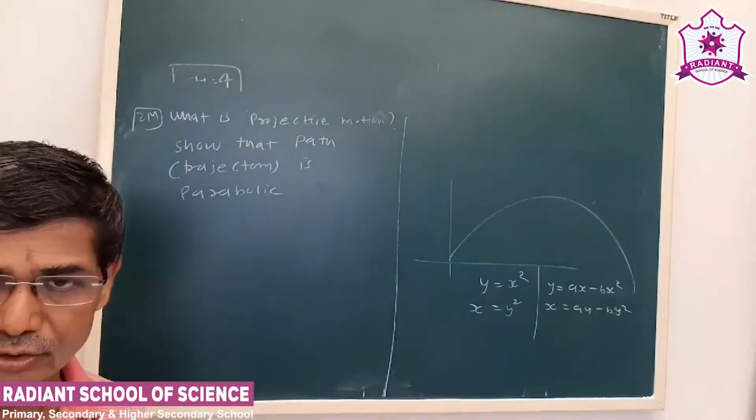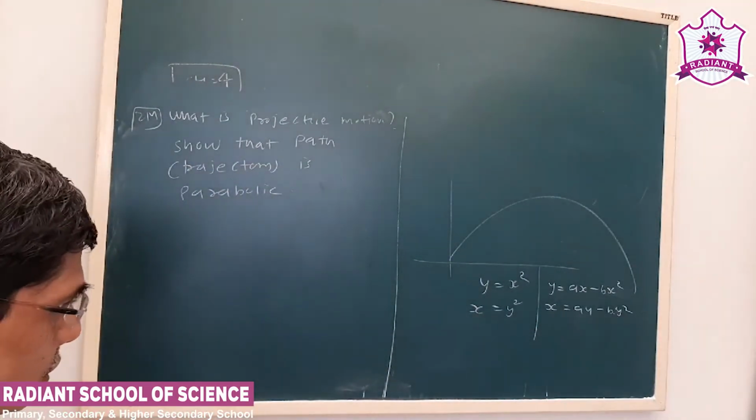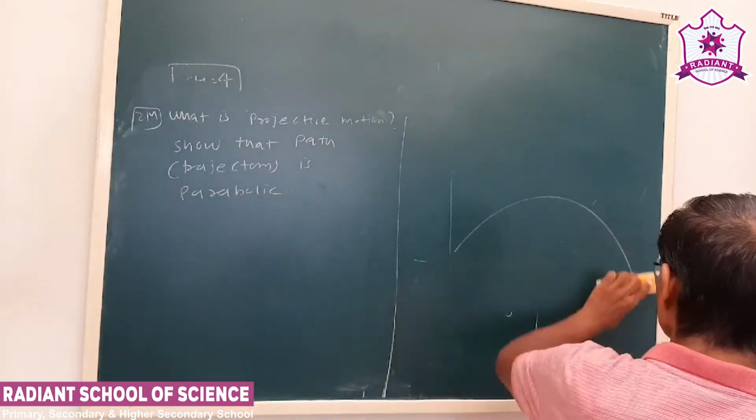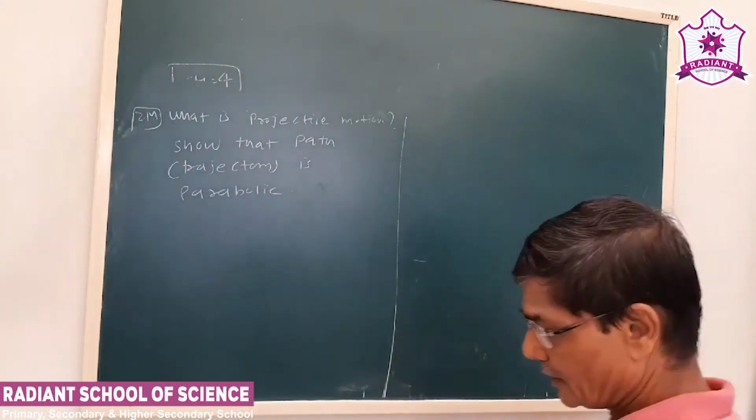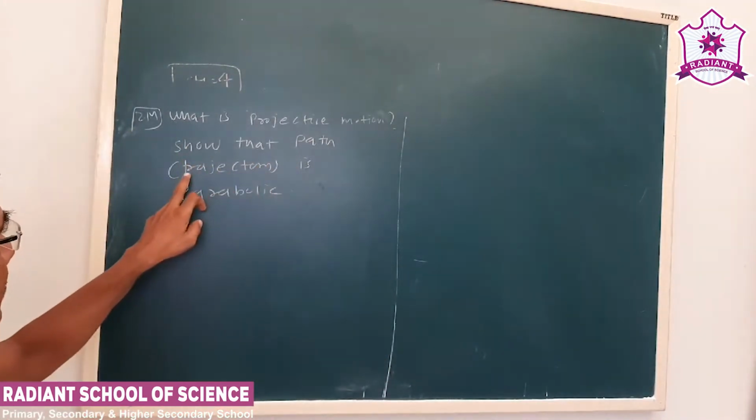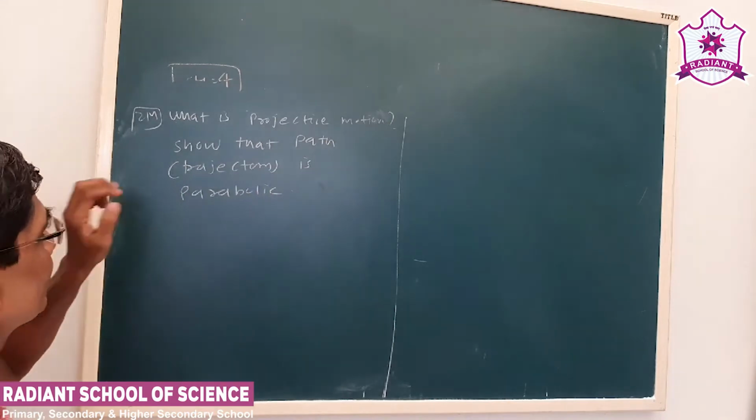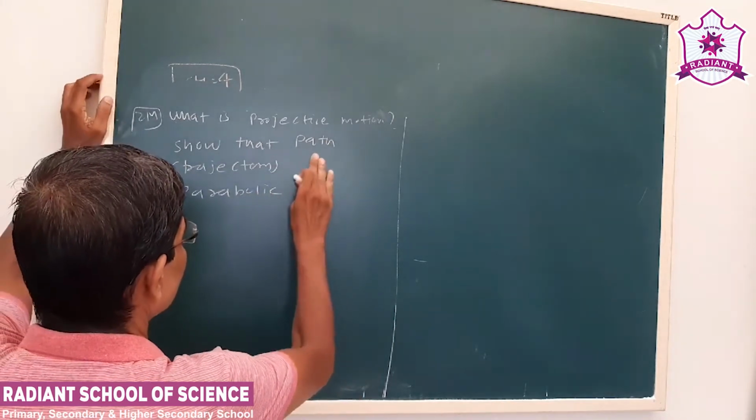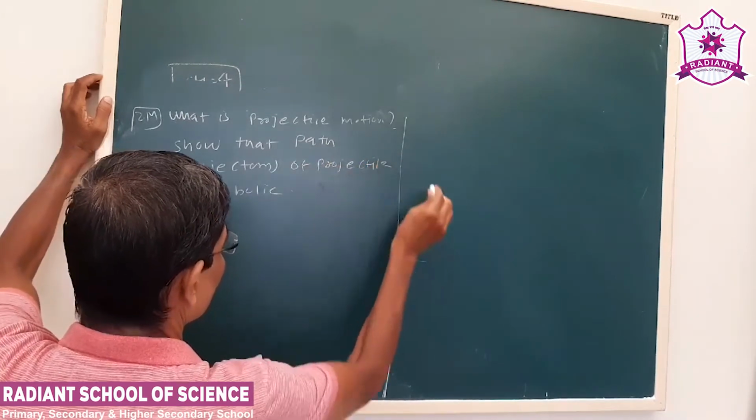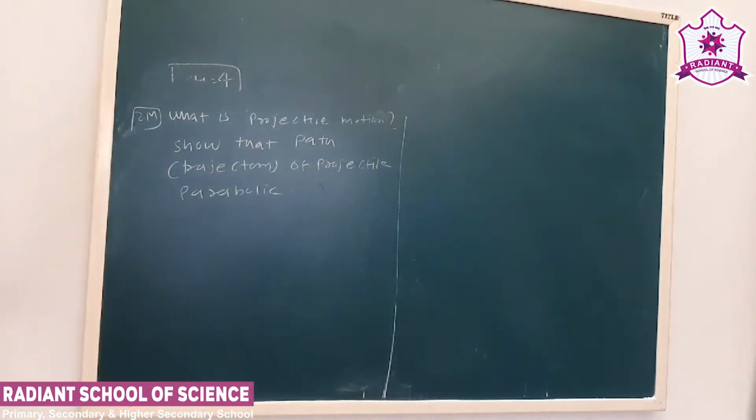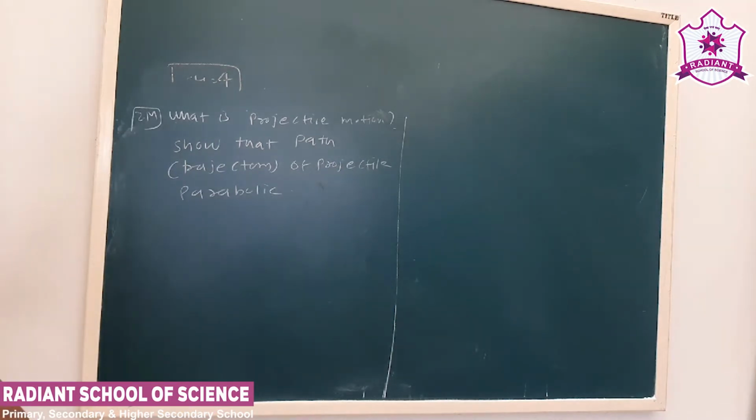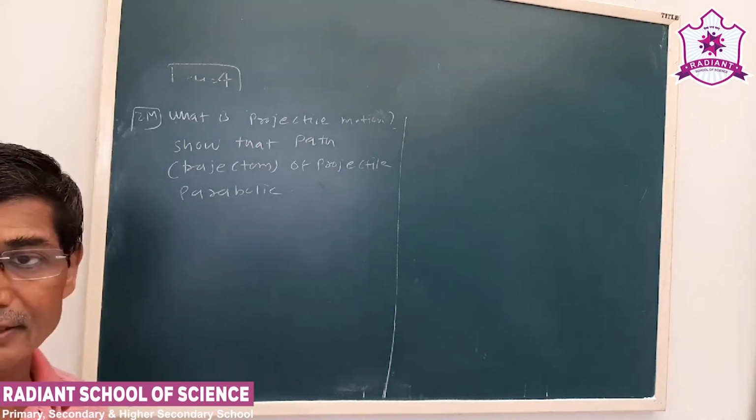Those who are in mathematics will study this. Our biology students have to remember this fact: whenever any motion is of this type, it is a parabolic path. So here we have to show that the path or trajectory of a projectile is parabolic. The question will be like this: What is projectile motion? Show that the path or trajectory of a projectile is parabolic.